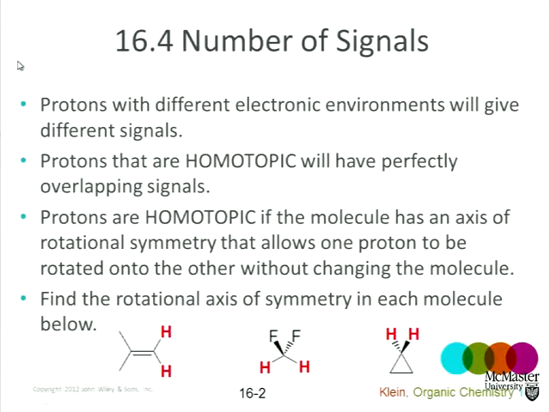So protons with different electronic environments give different signals, right? They have different chemical shifts depending on whether the protons are in different environments. So there's a little bit of sort of fairly complicated stuff here about homotopic and heterotopic protons. We'll run through this fairly quickly because the terminology here is not so important. But here is an alkene, 2-methyl-propene. Okay, and I hope you can see that the two hydrogens in red are chemically equivalent to one another.